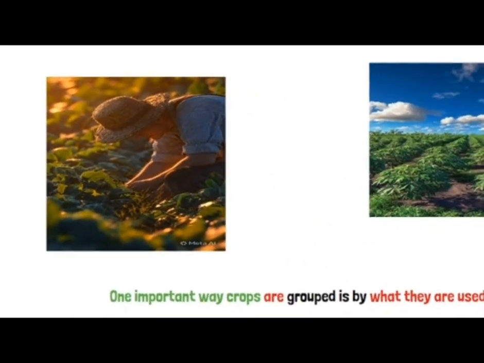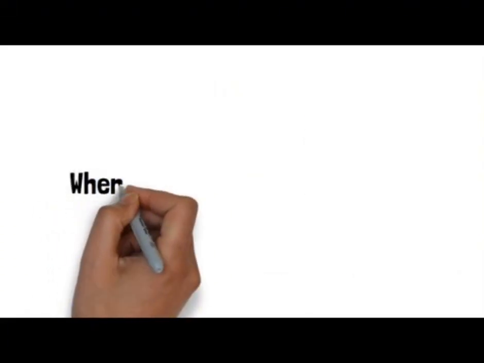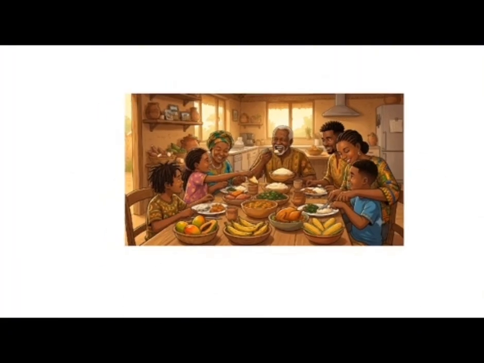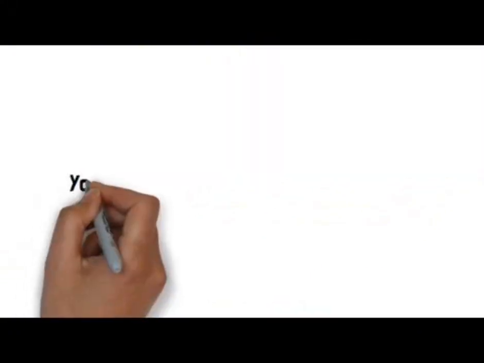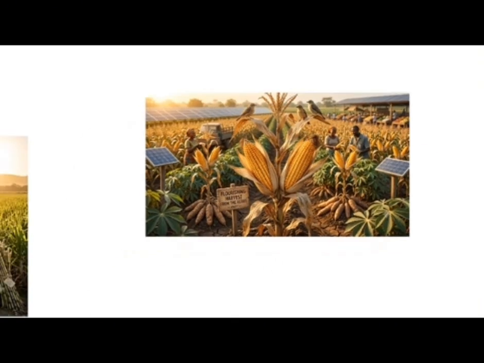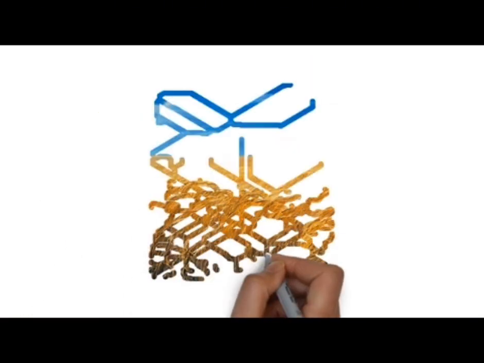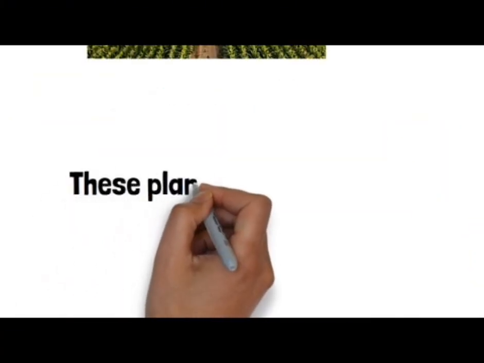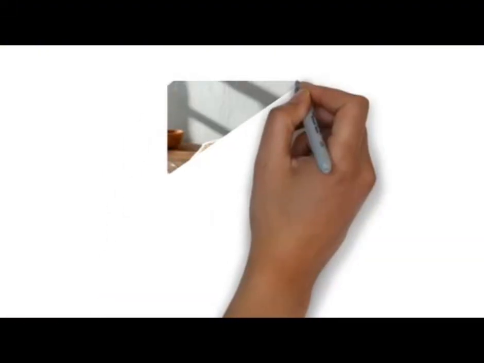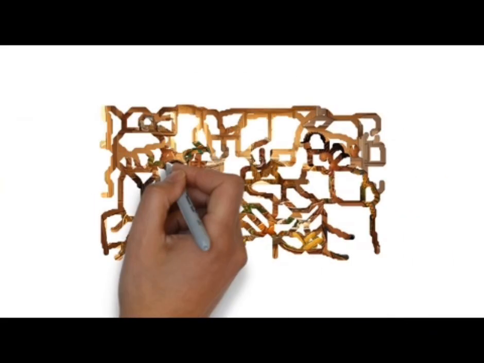One important way crops are grouped is by what they are used for. For example, when you think of staple foods, the everyday meals that sustain millions of people, you're probably thinking of cereal crops. These include rice, maize, wheat, and barley. These plants produce grains, which form the foundation of many diets. In Nigeria alone, maize and rice are not just food, they are lifelines.